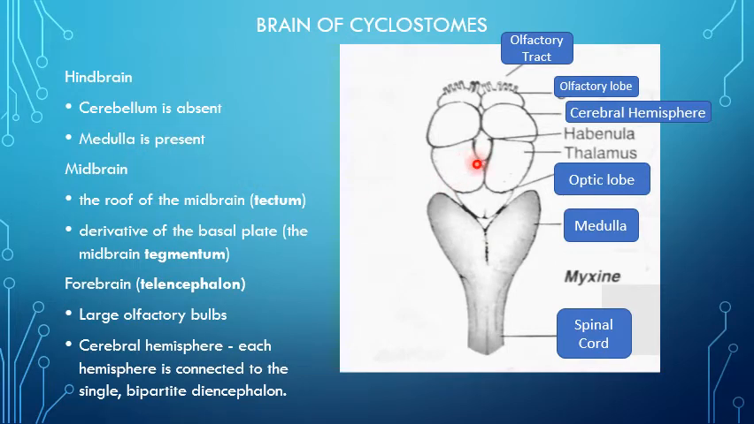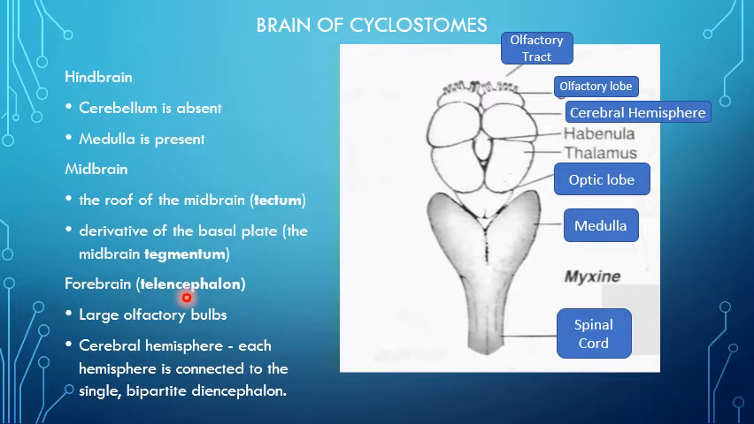In the midbrain, as with all the vertebrates, the roof of the midbrain is known as tectum, while the floor of the midbrain is known as tegmentum, which is a derivative of the basal plate. This tectum receives sensory information, hence it is also known as optic tectum in the case of fishes and amphibians, while the tegmentum initiates the motor output.